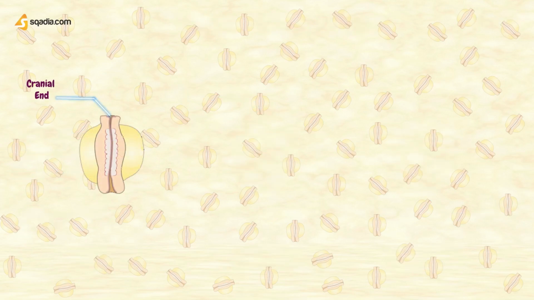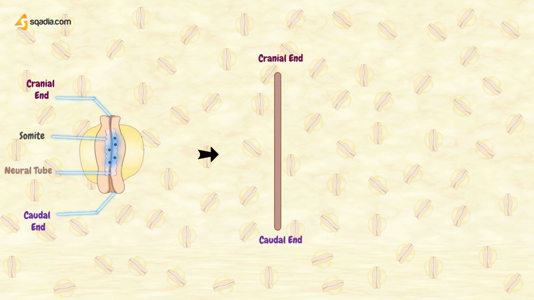This is the dorsal view of the embryo. This is the cranial end of the embryo. This is the caudal end of the embryo. These are somites. This is the neural tube. These are neural crest cells. Now, if we remove the neural tube and neural crest cells, now, moving into the details.